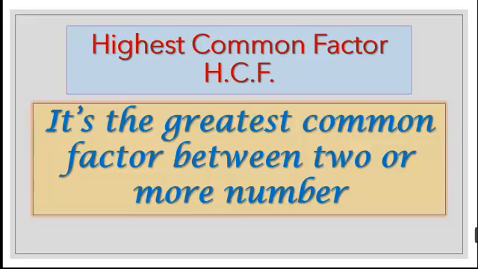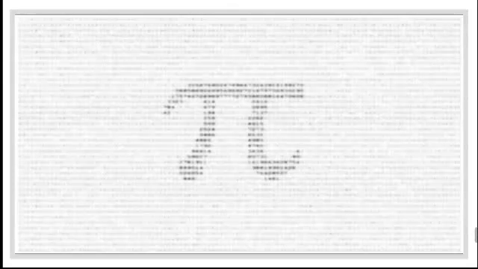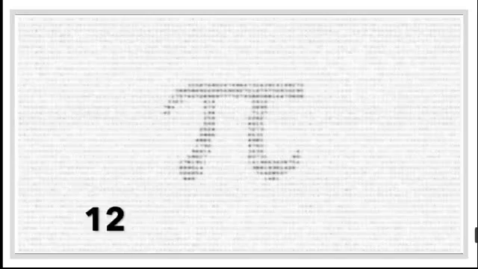Highest common factor means the greatest common factor between two or more numbers. We are going to take the common factors between two or more numbers. Let's see an example. If I have an exercise, find the HCF of the numbers 12 and 18. I have two numbers and I have to get the HCF of these two numbers. Let's start together how to make them.